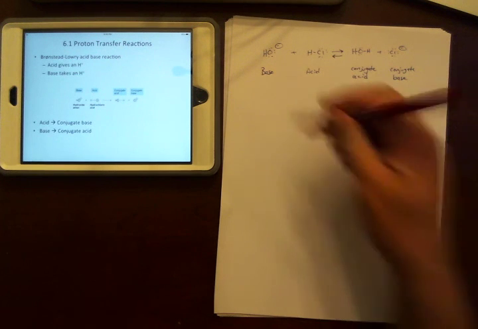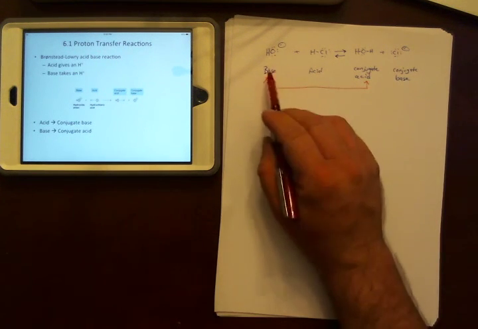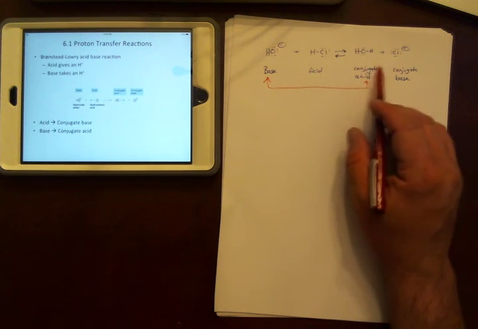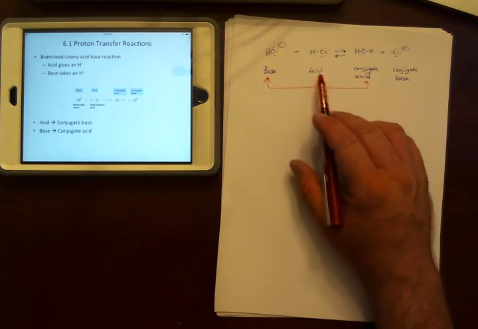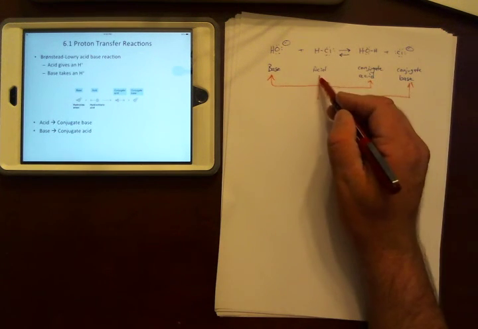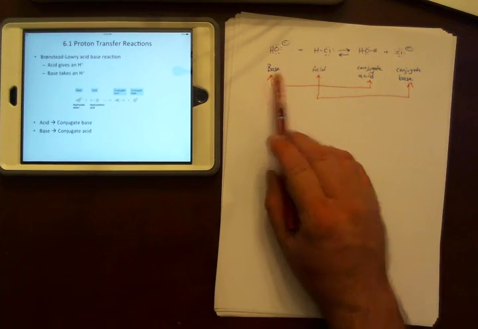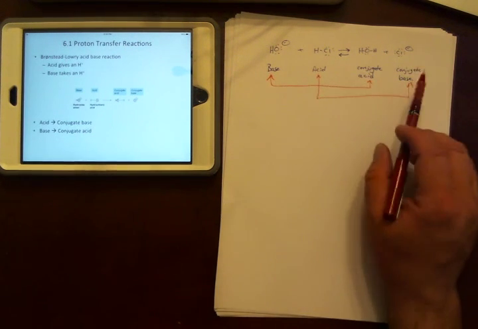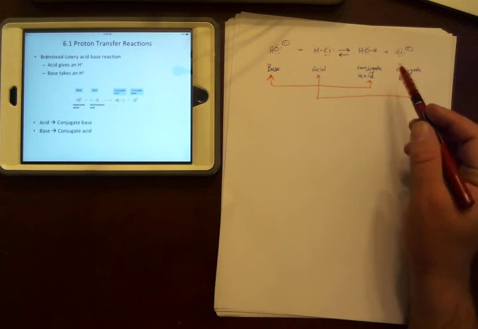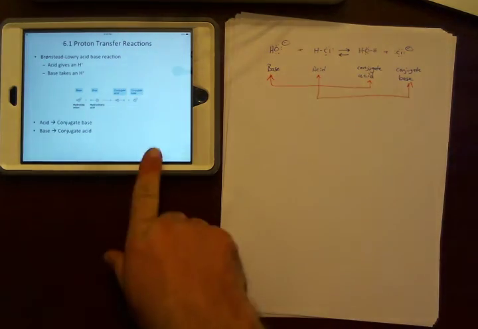So if you're a base on this side, the corresponding product is going to be the conjugate acid. If you're an acid on this side, it's going to connect to the conjugate base on the other side. So bases become conjugate acids, acids become conjugate bases, and I'm assuming that they did the naming just to mess with undergraduates.